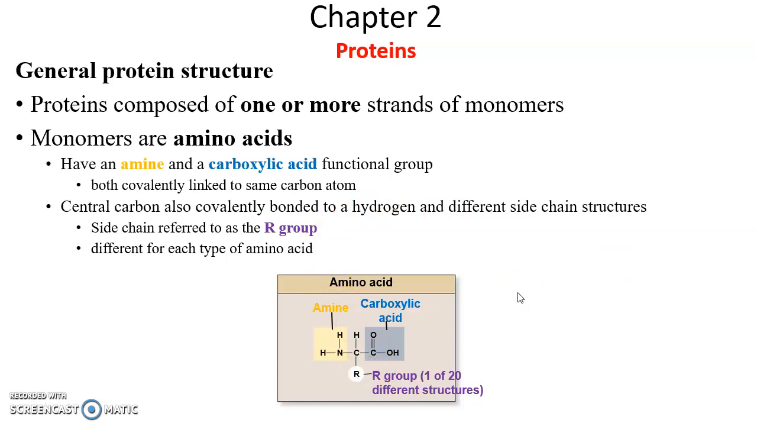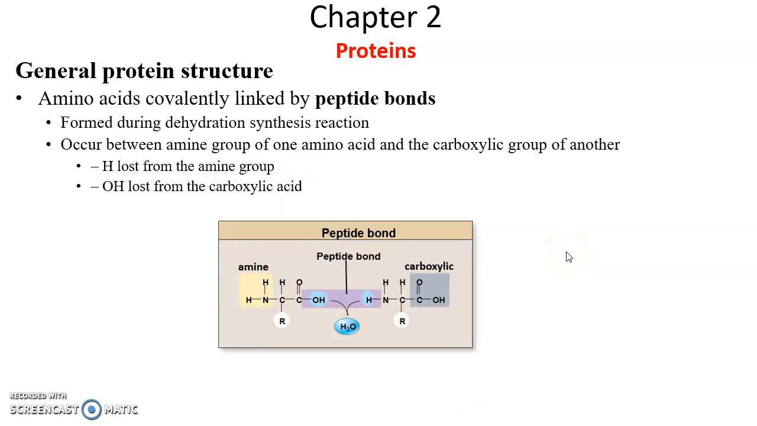So when you get a long chain of amino acids, that means one amino acid's amine group is forming a chemical bond with another amino acid's carboxylic group. That bond between a carboxylic group and an amine group is referred to as a peptide bond. Obviously, since we're attaching monomers together, this is a dehydration synthesis reaction.